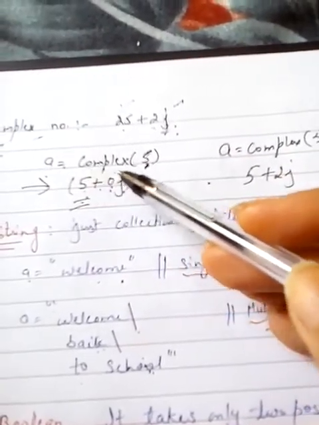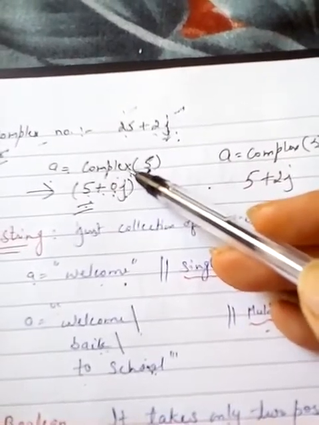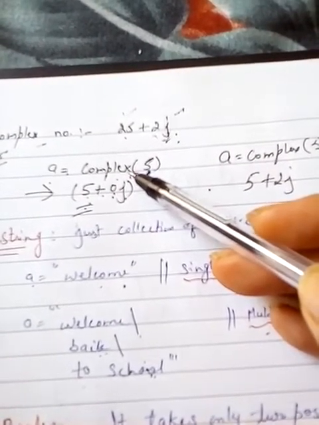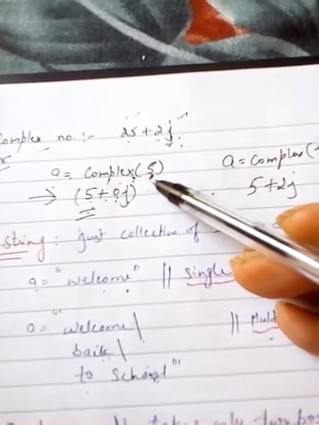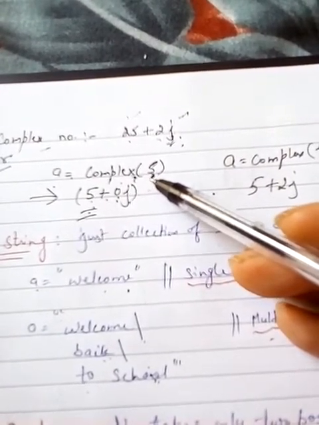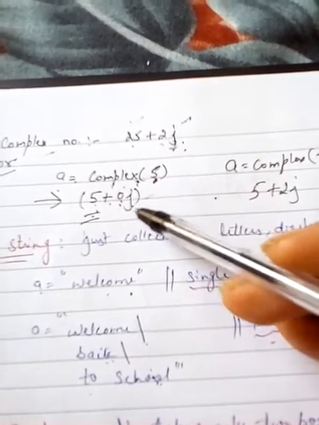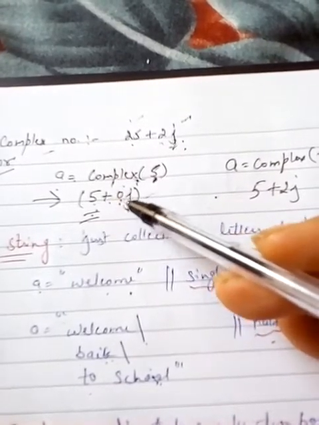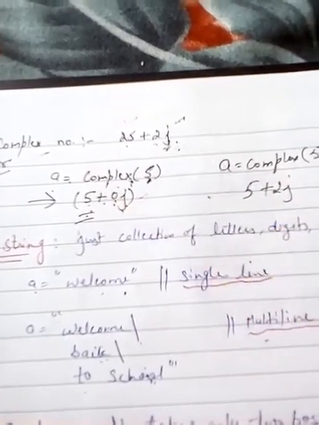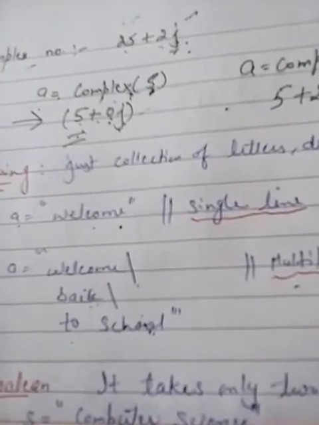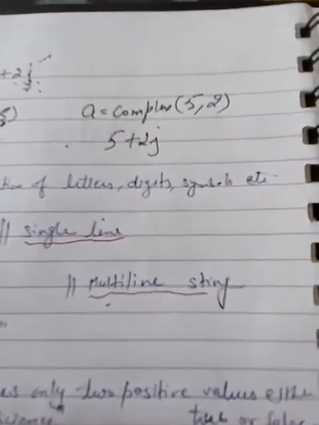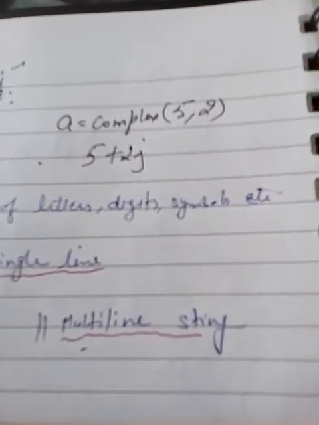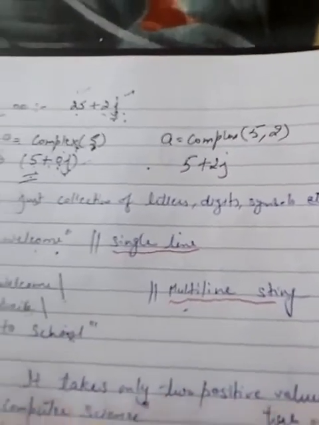You can convert any kind of integer or floating point to a complex number by this expression: a equal to complex. Complex is a function, and as an argument you are passing 5. So the output will be 5 plus 0j, because you are not giving another argument, so it will take 0j by default. If you pass a is equal to complex 5 and 2, it will provide you 5 plus 2j in this form.